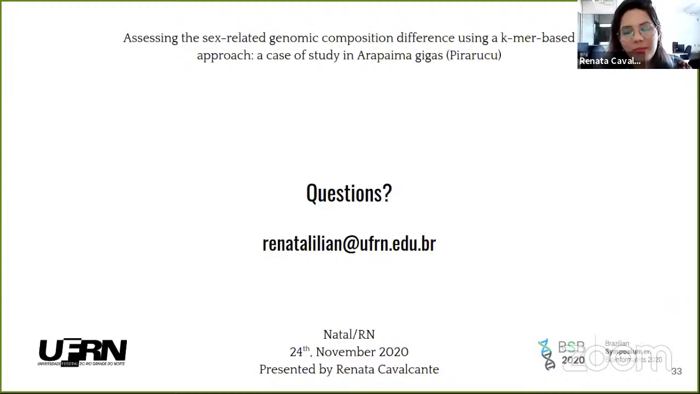Yes, the previous work reports the idea of an XY sex system for pirarucu, but this topic is in debate because of the small size of these regions. It could be an XY sex system or it could be another sex system in this species.